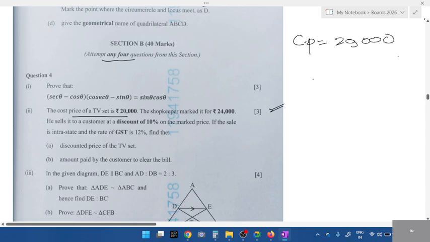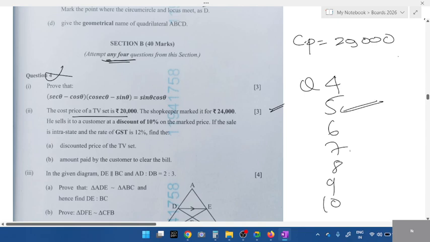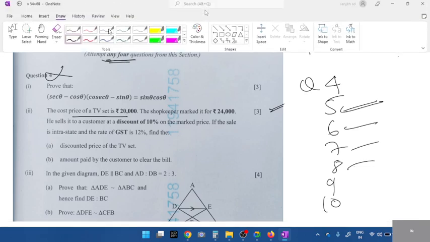Total how many mains do we have? You'll have question 4, 5, 6, 7, 8, 9, 10. Total how many mains are there? Total 7. Out of 7, how many do you have to attempt? 4. So it is your choice. If you feel GST is a tough question, you can skip the 4th main. You can attempt the 5th main. You can attempt 6, 7, 8. This is known as optional question, students.